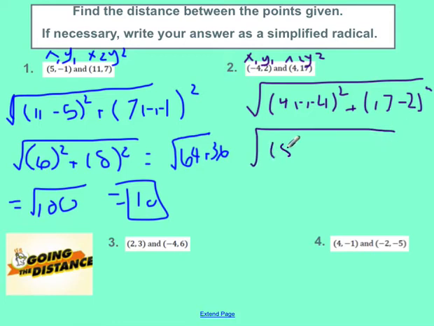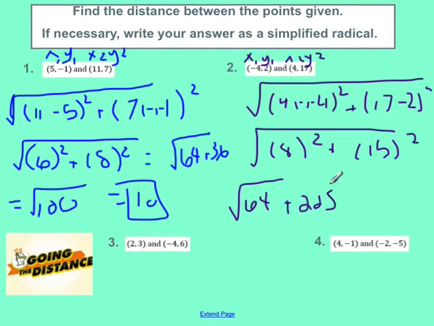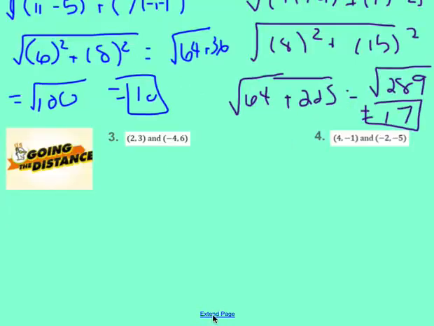4 plus 4 is 8, so we get 8 squared plus 15 squared. Then we get the square root of 64 plus 225, all underneath the radical, which ends up being the square root of 289. Again, knowing your perfect squares helps here, because the square root of 289 is 17. So here our answer is just 17.